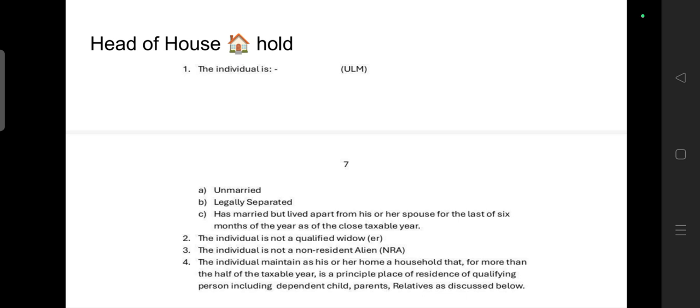We will discuss who the eligible qualified people are, for more than half of the taxable year. In a year of 12 months, the person stays more than 6 months with the taxpayer. Then the taxpayer must contribute more than half of the actual living expenses of the qualified people for taking care of their needs.